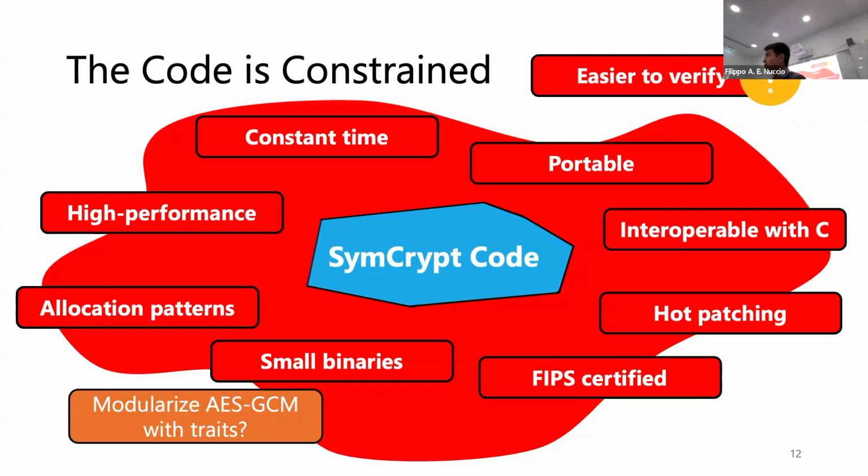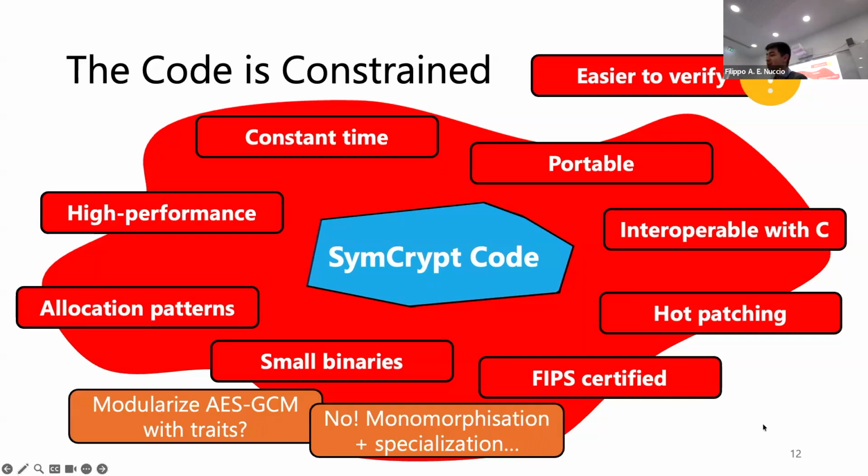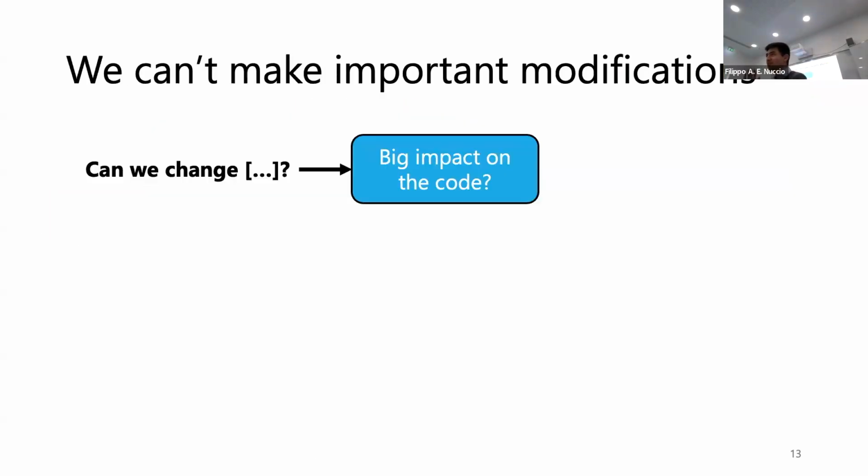A simple example is at some point we wanted to modify a primitive called ASGCM to use traits. The problem is that for those who know, if you use traits in Rust code, it leads to monomorphization and specialization at compile time. That is, it blows up the size of the binary, so we cannot do that. Now, if we're really precise, it's not as black and white. We can actually modify the code a bit, but we had many discussions with the SymCrypt team, and we asked them at the beginning of the project, okay, can we change this? Can we adapt that? And it always boils down to the same problem, which is, does it have a big impact on the code? Now, if it has a big impact, you can't make the modification.